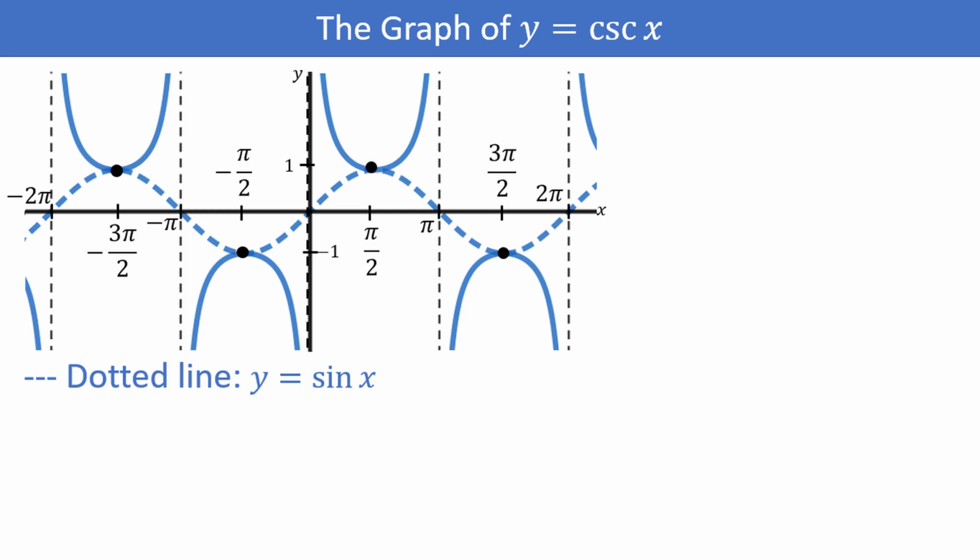Let's talk about a few properties of this graph. The domain of the graph, which is the possible x values that you can plug into the function, is any real number except for multiples of pi.